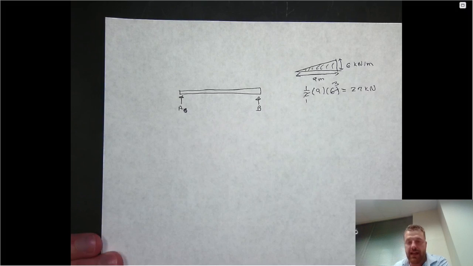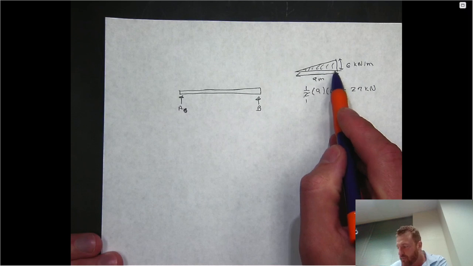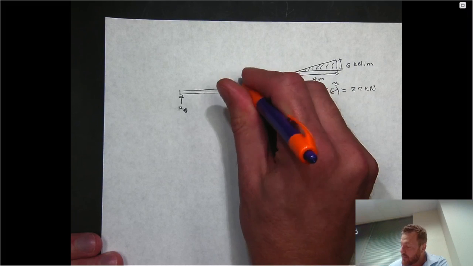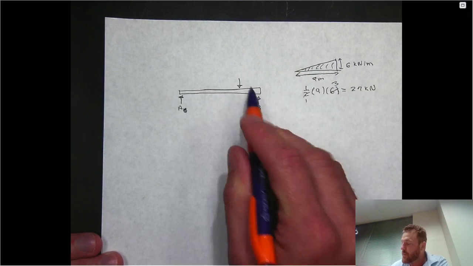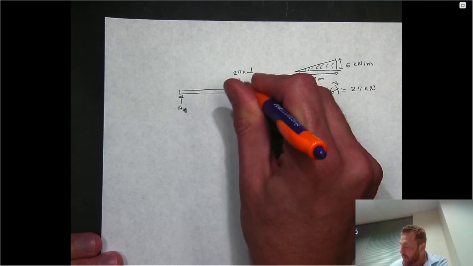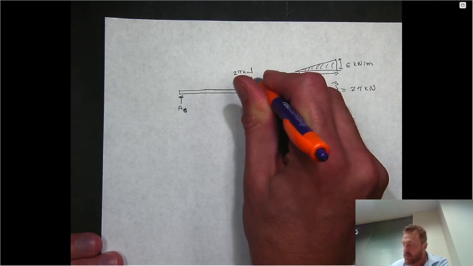And remember, we're going to apply that at the centroid of the shape, which is just going to be 1/3 of the way from the side with the peak value. So if this is 9 meters long, we'll put a 3 meter force of 27 kilonewtons at that point. And what that's going to allow us to do is to solve for these two reactions.